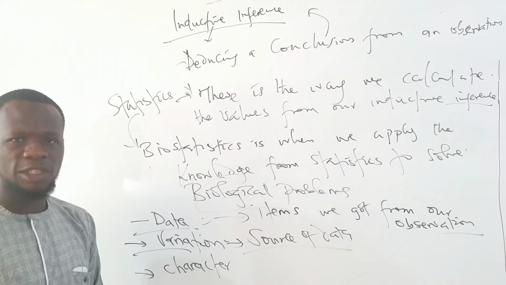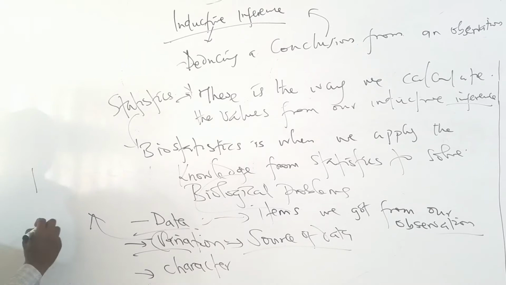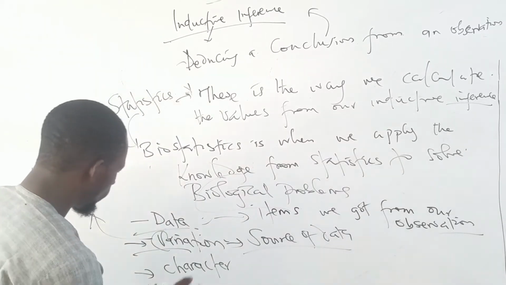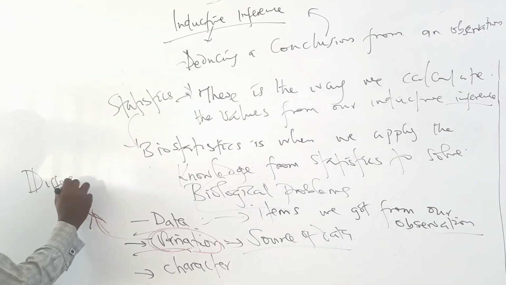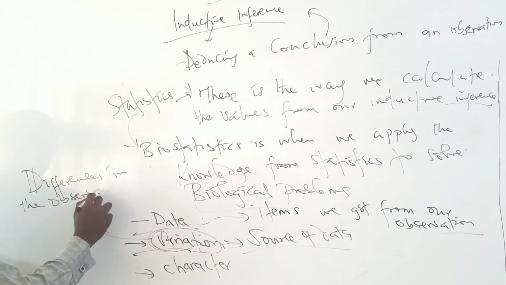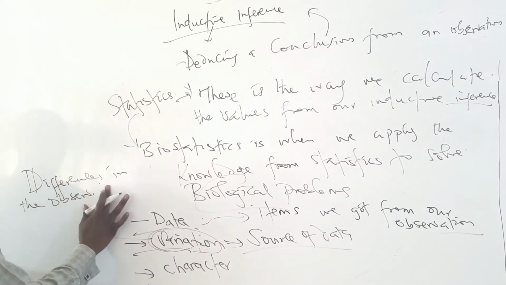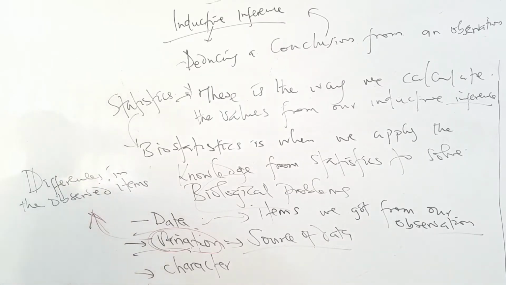Now you might like to ask me, what is variation? Variation simply means differences in the observed items. So differences in the observed items we are working on are the source of our data.